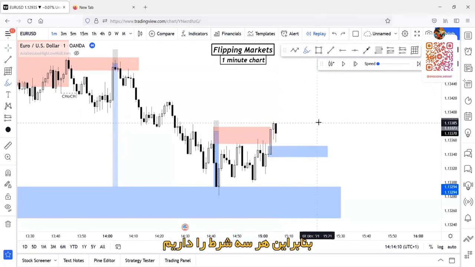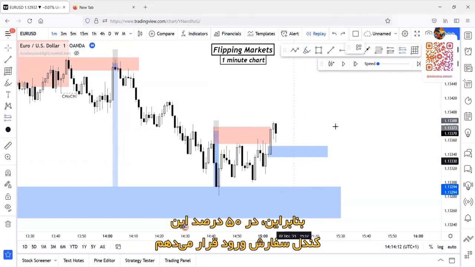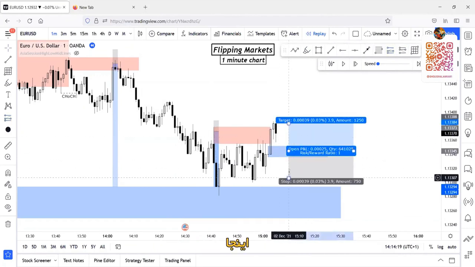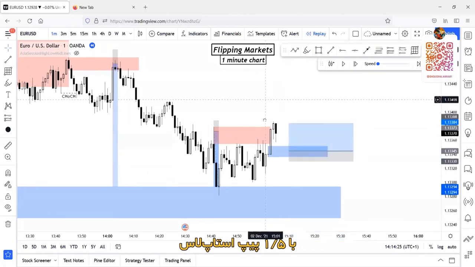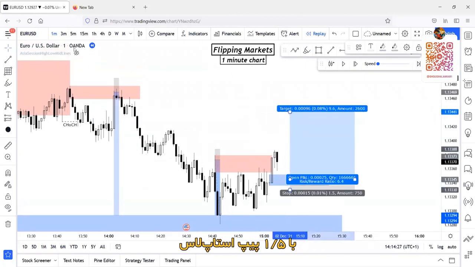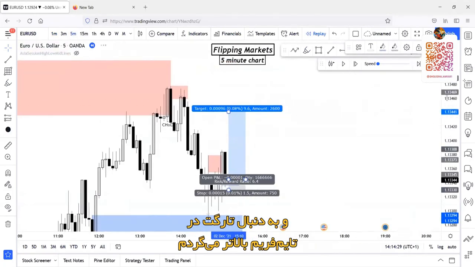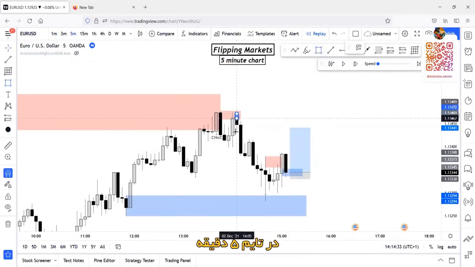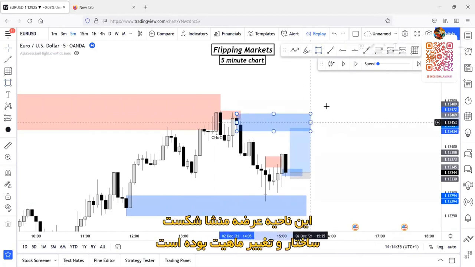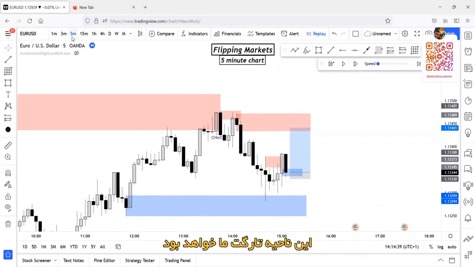So we have our three criteria. So I will set my order on the 50% of this candle right here with 1.5 pips stop loss, and actually I would search for a higher time frame target. So on the 5-minute, this supply zone created the break of structure and the change of character on the downside. So this will be our target.